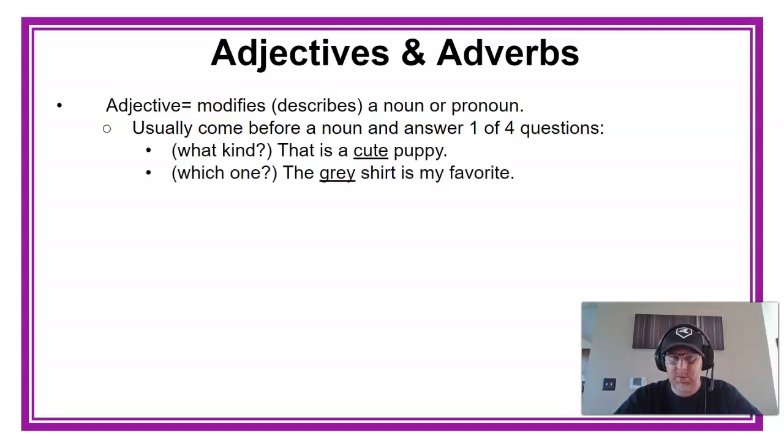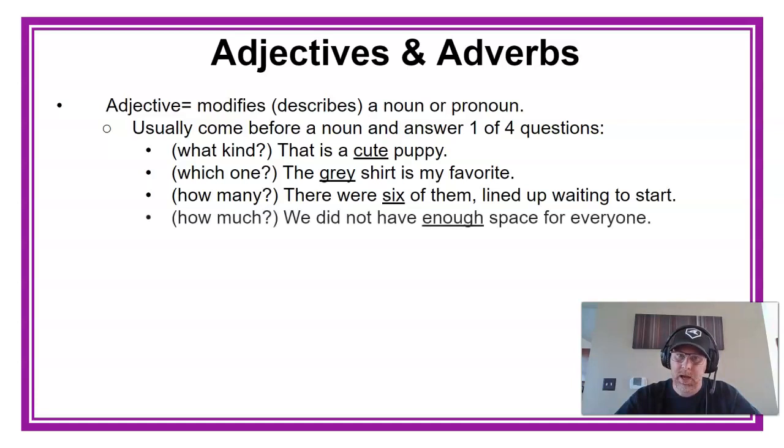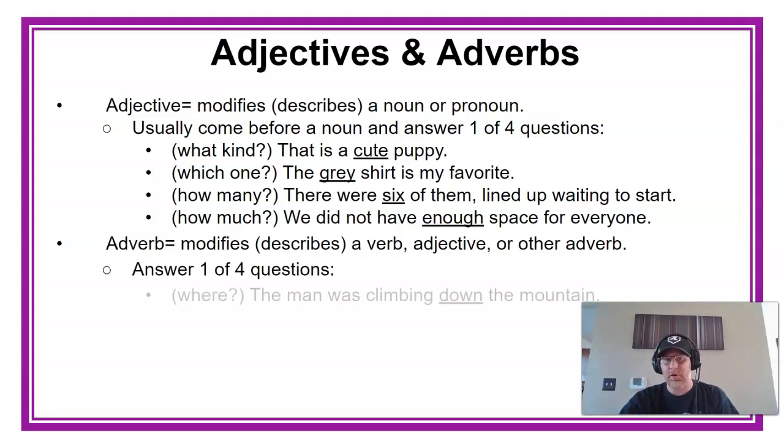The gray shirt. How many? How many lined up? 6 lined up. How much? How much space did we have? Not enough. Adverbs are going to describe verbs, adjectives, and other adverbs, okay? So if you can just remember that an adverb describes verbs, then you should be able to remember that adjectives describe nouns.